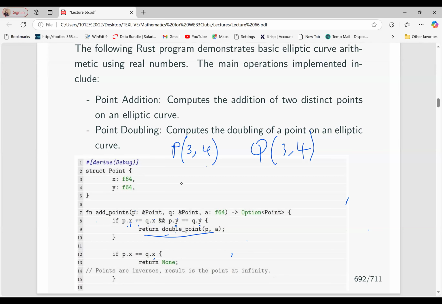Now it proceeds and says, supposing that we have the x value being the same, but the y values might be different. It means these 2 points are on the same vertical line, and therefore it will return none.